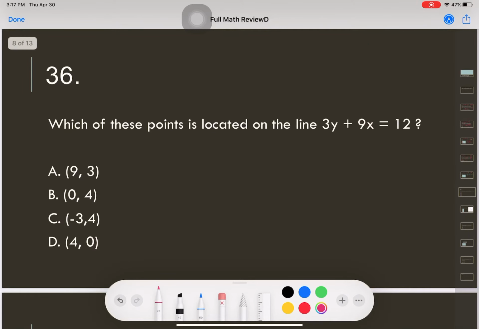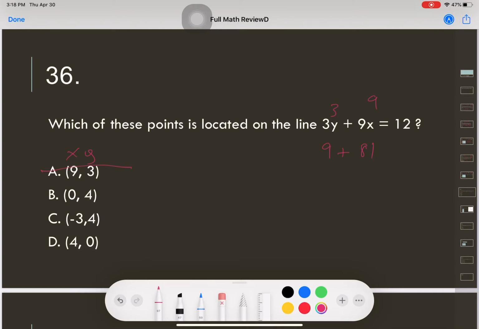Which of these points is located on the line 3y plus 9x equals 12? Remember, each of these is an xy coordinate. So you plug in the first number wherever x is. Like this 9 would go here, and this 3 would go here. So 3 times 3 is 9, 9 times 9 is 81. So 9 plus 81 is not going to give you 12. You can rule that one out. So try the next one.